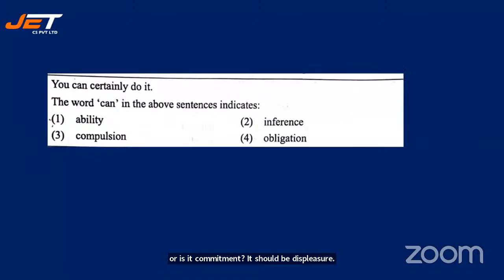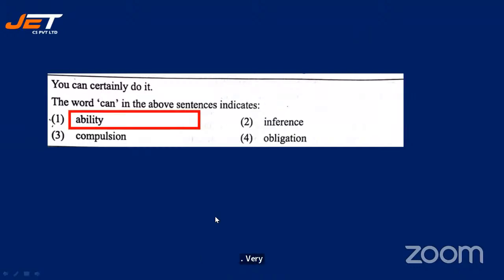See the next one. You can certainly do it. So, the word can in the above sentence indicates what? Ability, compulsion, interference, or obligation. So, this is very simple. Let me see the chat box. I'm giving you a few seconds. Many say option one, yes. Manohar, Gayatri, Khalifa, Swapna, Akshaya, Sai Vardhan, Yogita. Very good. Many say option 1C. Yes, it is. What do you mean by can? Ability. You have the ability to do it, isn't it?